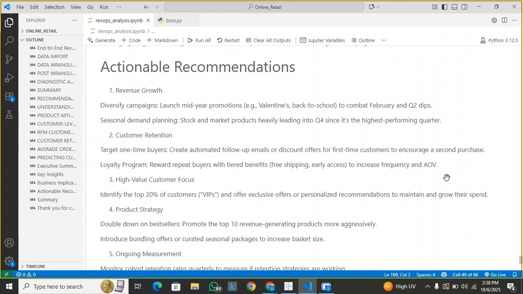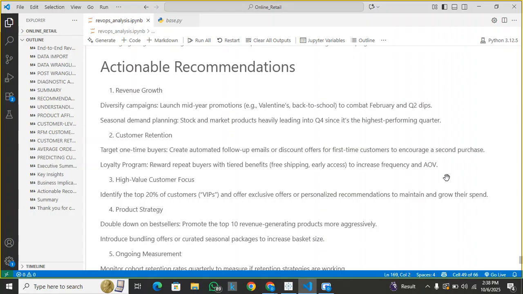Three, high value customer focus. Identify the top 20% of customers, that's the VIPs, and offer exclusive offers or personalized recommendations to maintain and grow their spend. Simply make them feel special. Curate marketing campaigns or offers that best suit this group of customers because they are our champions. They are our revenue drivers.